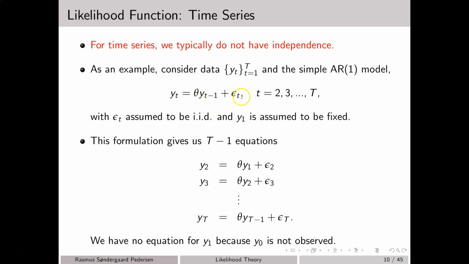We may assume that the error term epsilon t is IID, and we typically consider the initial observation y1 as fixed. We can write down for any value of t what yt must be equal to. Note here in particular we do not have an equation for y1 because we simply take that observation as given, and hence we do not know what y0 is. That's not part of our data set.